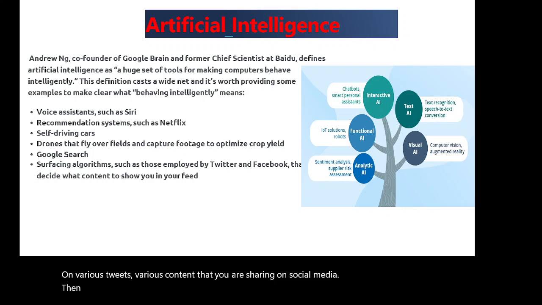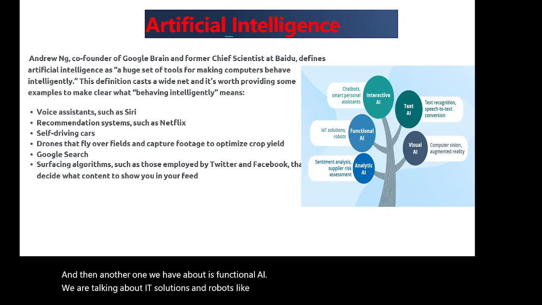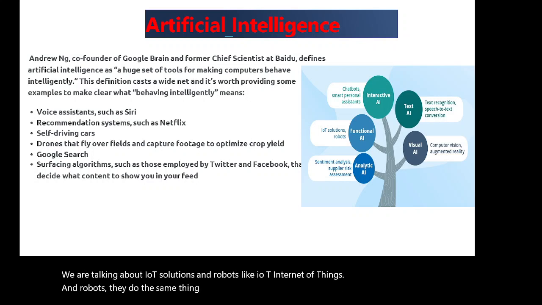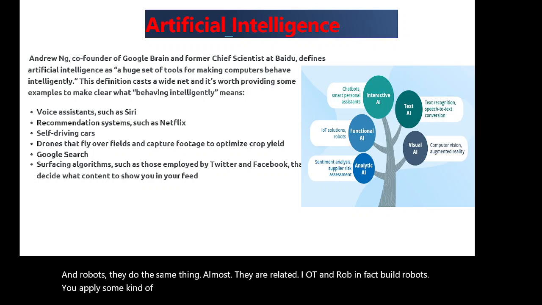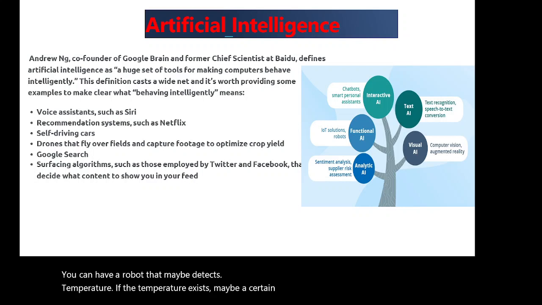Then another one we have is functional AI. We are talking about IoT solutions and robots. IoT is Internet of Things, and robots, they are almost related. In fact, to build robots, you apply some kind of IoT solutions, knowledge, and so on. An example, you can have a robot that detects temperature. If the temperature exceeds a certain point, it is able to adjust and so on.